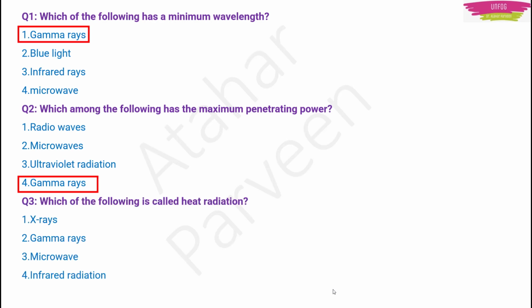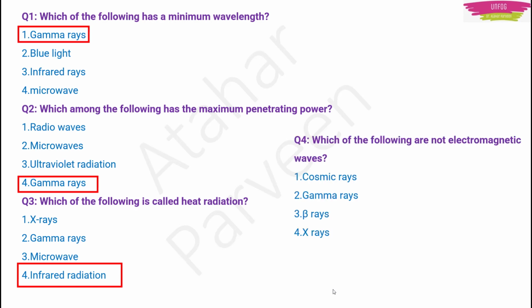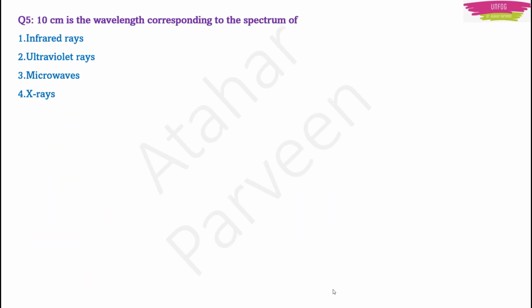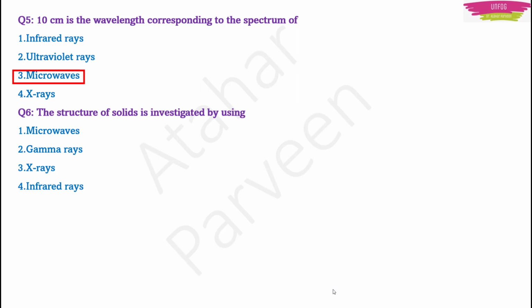Which of the following is called heat radiation? It is called infrared radiation. Then which of the following are not electromagnetic waves? Of course, beta rays. This is a repeated question. Next question, 10 cm is the wavelength corresponding to the spectrum of? Yes, it is microwaves. The structure of solids is investigated by using, I told you, X-rays, which can penetrate through an object. It can be a solid, it can be your body, anything. That's why people use X-rays in investigating the structure of solids, especially crystals. We call it X-ray diffraction. So much research goes on using this procedure.